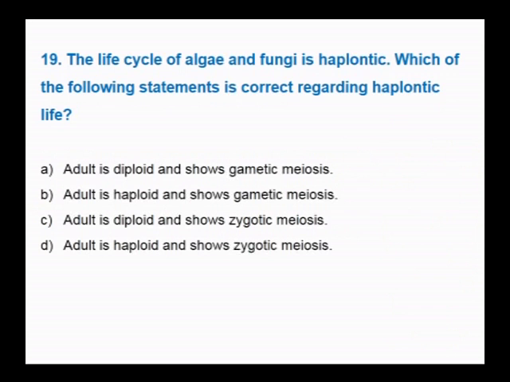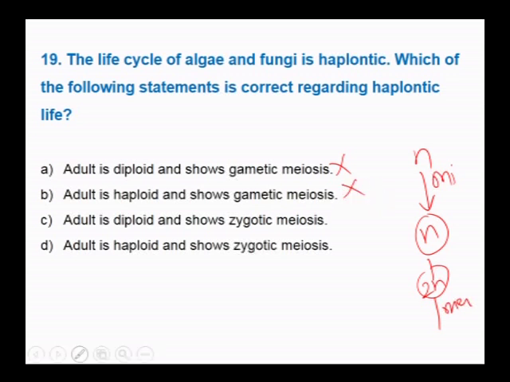Next question. The life cycle of algae and fungi is haplontic. Naturally, their plant body is haploid. Which of the following statements is correct regarding the haplontic life cycle? In the previous question, I explained that algae and fungi are haploid. Therefore, they produce gametes by mitosis, and the resulting zygote undergoes meiosis. Adult is diploid? No, it cannot be diploid. Adult is haploid and shows gametic meiosis? Gametes do not undergo meiosis, so wrong. Adult is haploid and shows zygotic meiosis. This is the correct statement. Therefore, the answer is D.